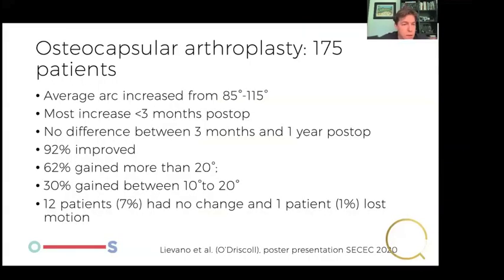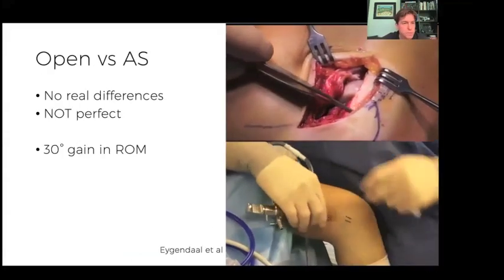What are the results? Average arc of motion increase from 85 to 115, most increase in the first 3 months. Not a lot of difference between 3 months post-op and a year post-op. Vast majority will improve. 60% gain more than 20 degrees, and 30% gain between 10 and over 20 degrees, so 90% gain. 7% had no change, 1% even lost some motion, in this presentation from John O'Driscoll.